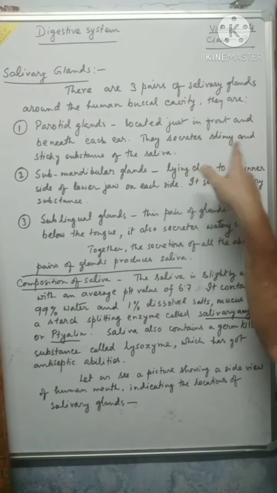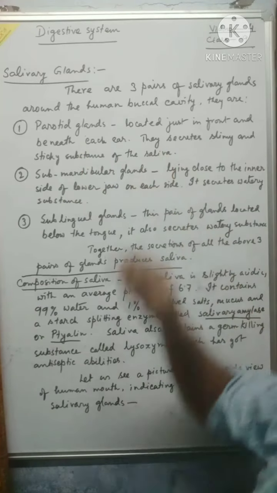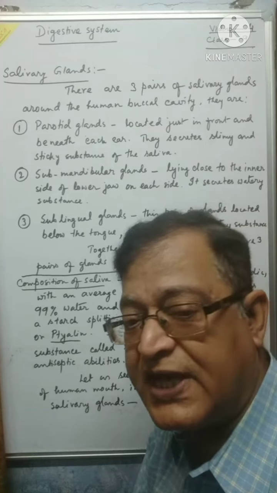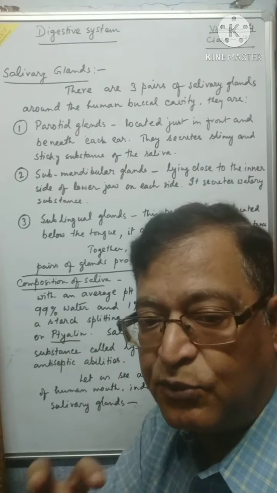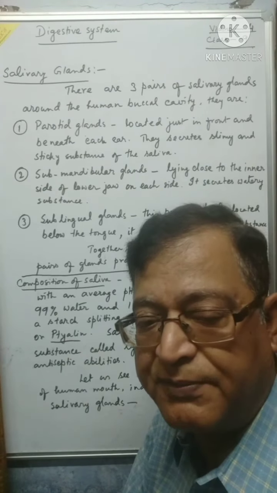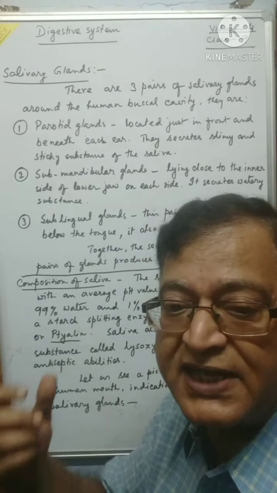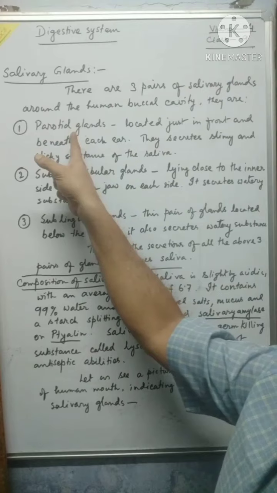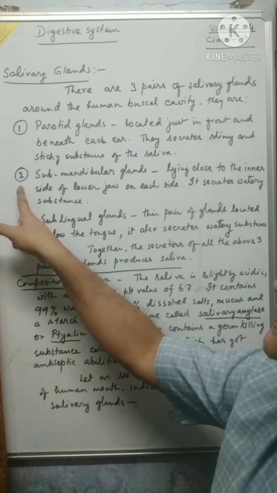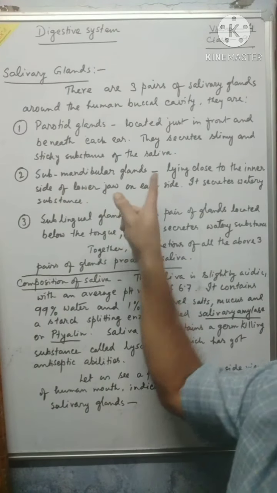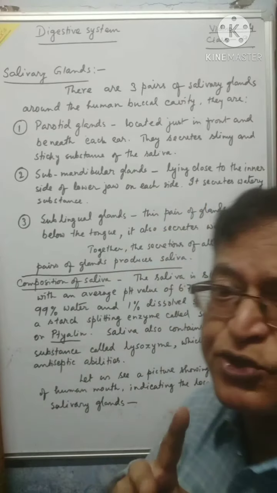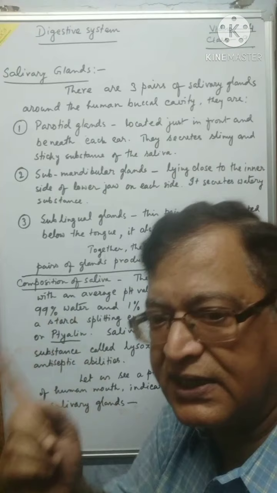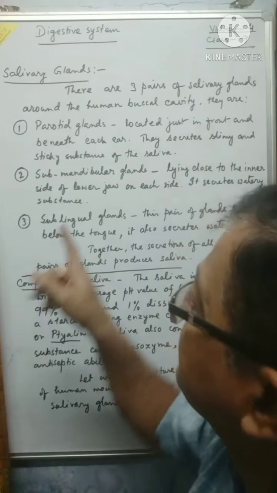They secrete a slimy and sticky substance into the saliva. Our saliva is slightly sticky and slimy, which helps the movement of the food bolus and food materials. The slimy substance, mucilage, is secreted by the parotid glands. Number 2, the submandibular glands. These are paired glands, one on the right side and one on the left side.